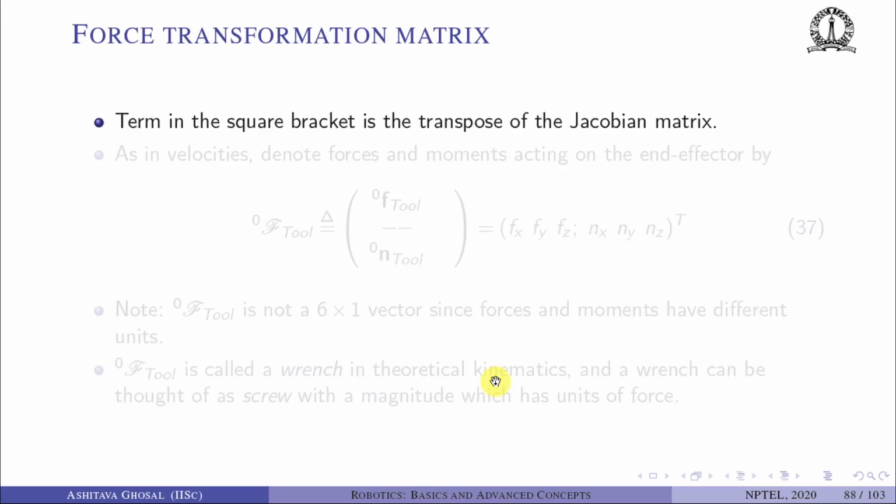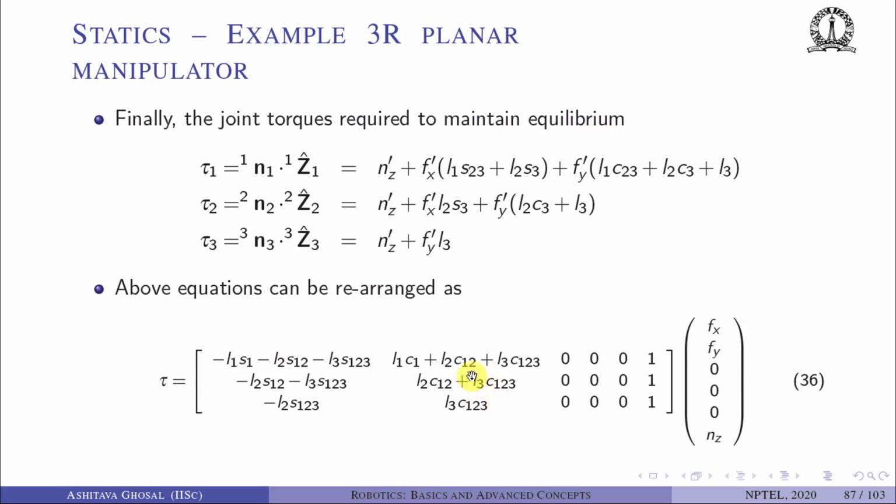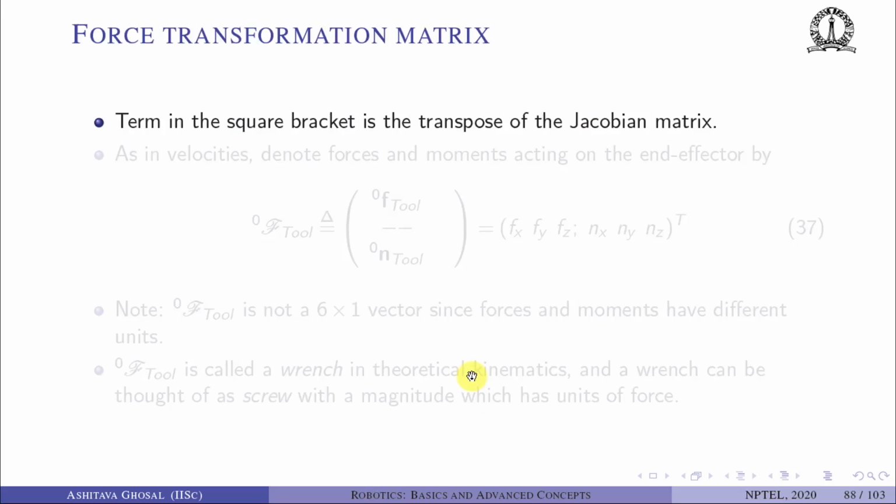If you go back to velocity kinematics, you may recall what is this matrix for the planar 3R manipulator. It turns out that the terms in the square bracket is nothing but the transpose of the Jacobian matrix. Remember, we had derived the Jacobian matrix using velocity propagation and then again rearranging terms for the planar 3R example. So what we get is the transpose of that Jacobian matrix, which we have already seen. This is the interesting part. We are doing statics, but the Jacobian matrix, which we had derived for velocity kinematics, appears. Not exactly the Jacobian matrix, but the transpose of the Jacobian matrix appears.